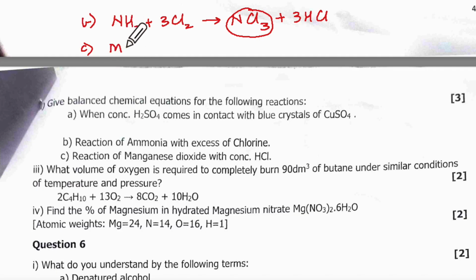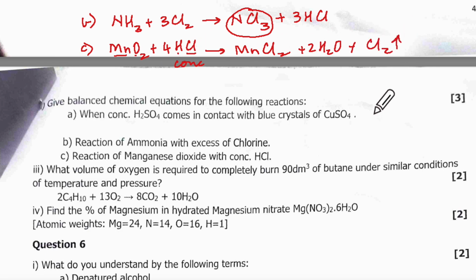Reaction of manganese dioxide, just now we wrote. So let us see if we remember that. MnO2 plus 4HCl conc. Okay, now Mn will take Cl, it will become MnCl2. H will take O, so plus 2H2O. And that extra Cl2 will be released, and the observation will be greenish yellow chlorine gas, which turns moist blue litmus red, and bleaches it to colorless.